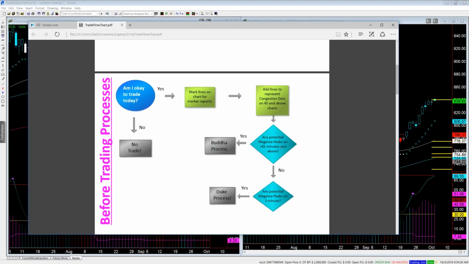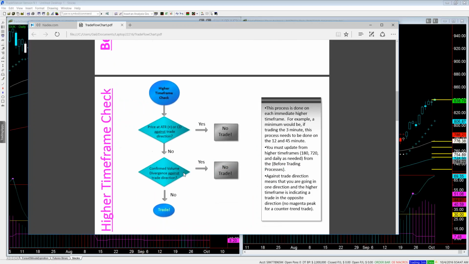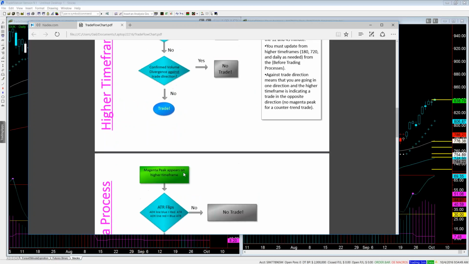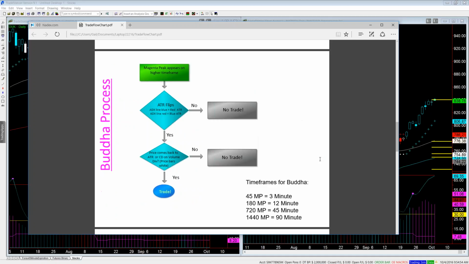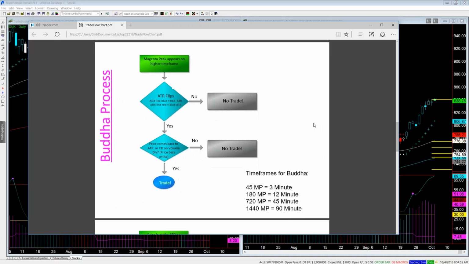If you have any potential magenta peaks, then you go to the Buddha trade setup. If you have any potential magenta peaks on the 3-minute, you go to the Duke. Now, you could also put a 180 here. You could put a 1440. It doesn't matter. And then I tell you, check these on your higher time frames. This is the Buddha process.